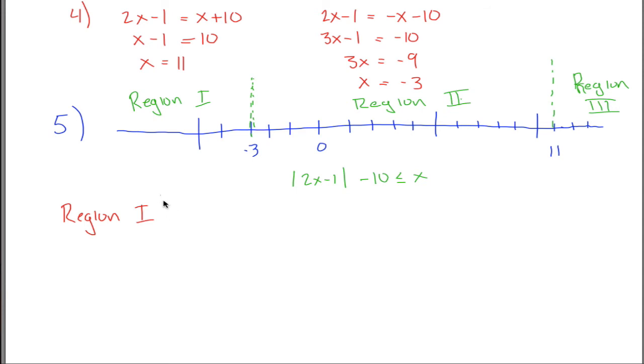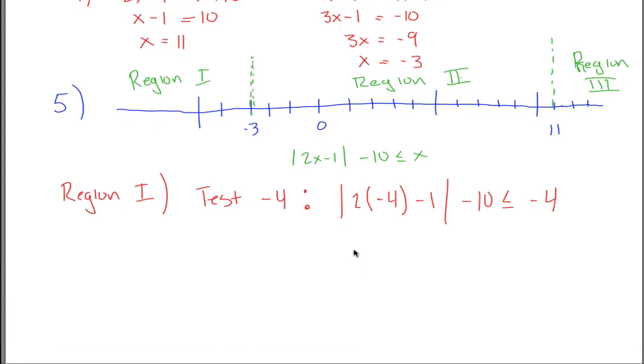So from region 1, I can pick any number I want that's less than -3. What number should I pick? Really, it doesn't matter. Test, I don't know, -4, -5, whatever you want. Any number that's less than -3. -3.14 if you want. So test -4. Well, if I tested -4, what I'm going to do is replace every x in this original equation here with -4, and see if this statement is true.